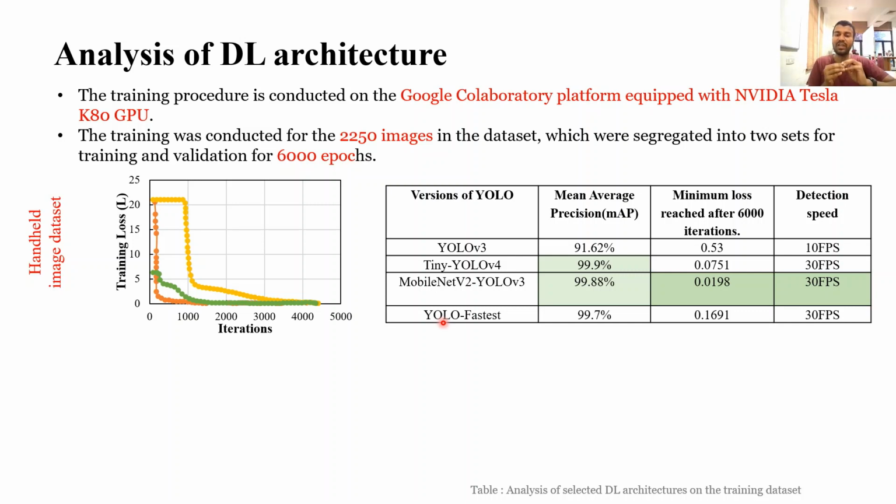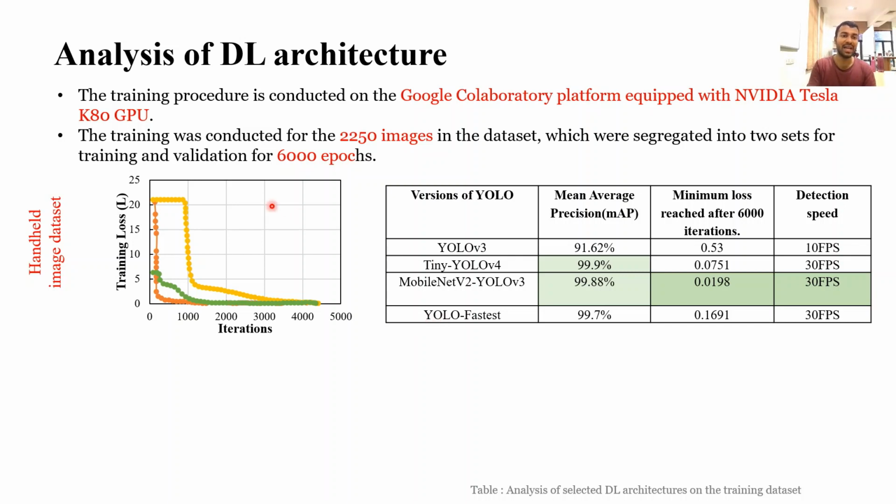This selection is because, irrespective of the capabilities of the host machine, the training can harness the capabilities of the GPU and TPU on the Google Colaboratory platform. The entire training was carried out for about 6,000 epochs, or training cycles, with a training dataset of 2,250 images, where 2,000 were collected from handheld images and 250 were from the aerial setups.